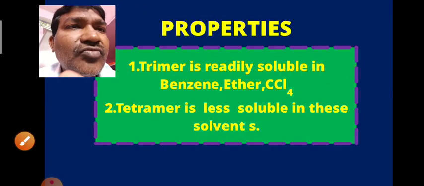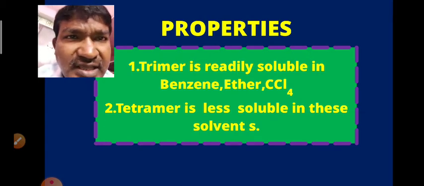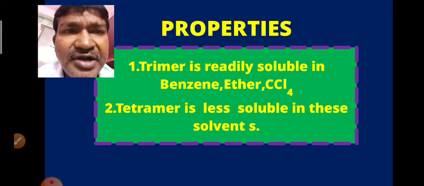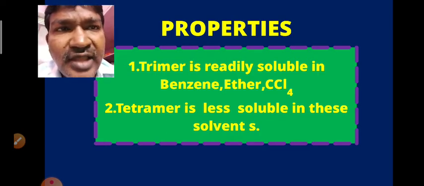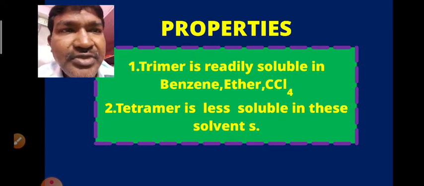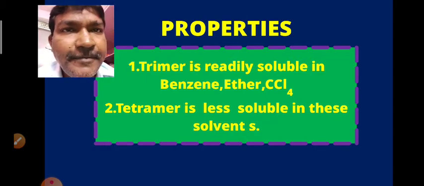And here, trimer is readily soluble in organic solvents like benzene, ether, and carbon tetrachloride, whereas the tetramer is less soluble than the trimer in these solvents. So trimer is highly soluble than the tetramer.